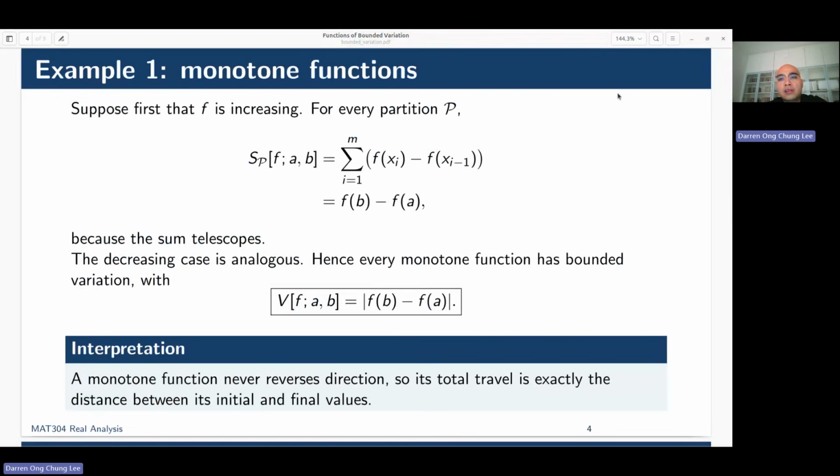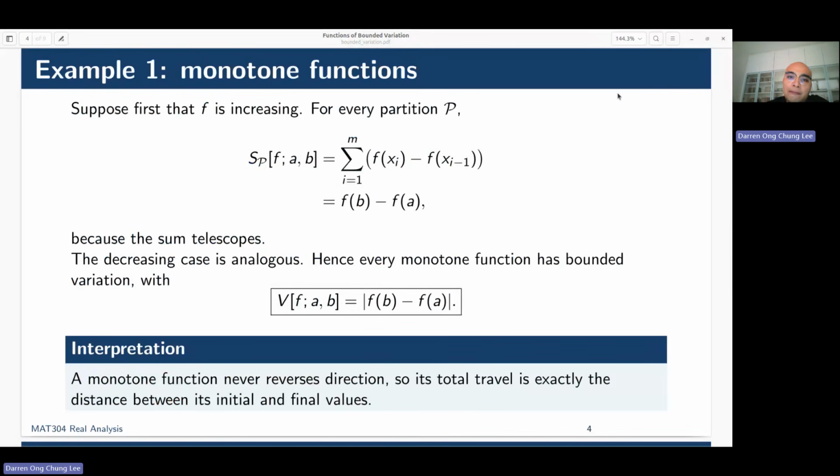Now, let's first clarify this concept with a few examples. I know that the definition can look a little bit scary, but I think once you've seen a few examples, it doesn't look that bad. Now, let's just consider a monotone function. Monotone means that the function never decreases or never increases. Let's just consider an increasing function. The function is always just going up.